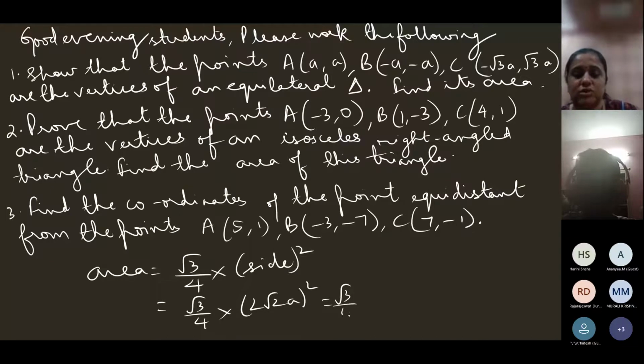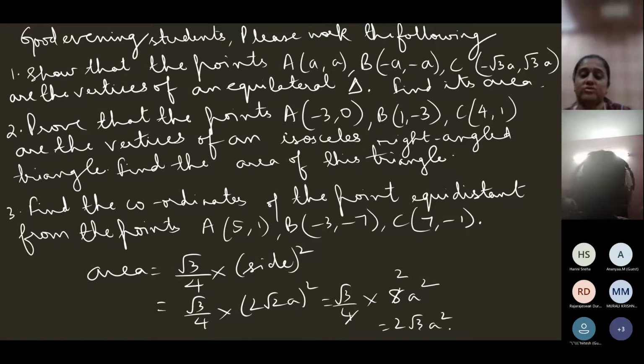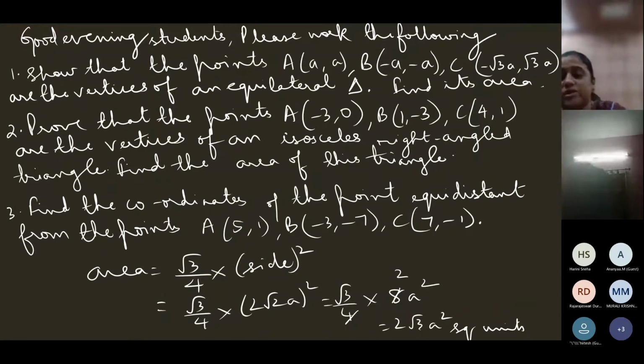So root 3 by 4 into, when you square this, you will get 8a square. Two root 3 a square units. Am I right, children? 2 root 3 a square units. Yeah. Got the next one?